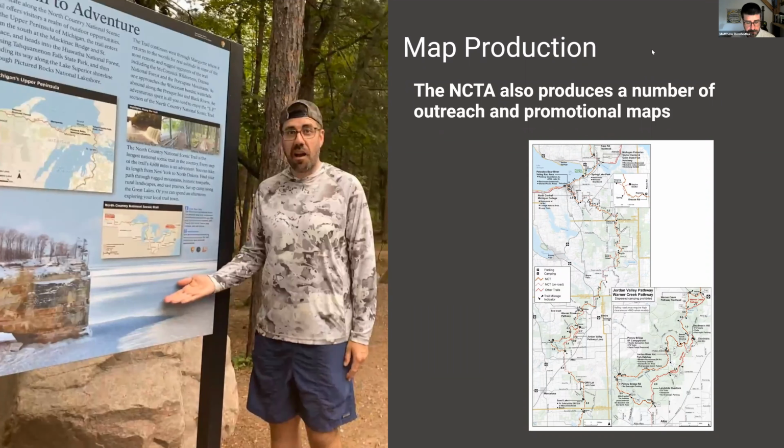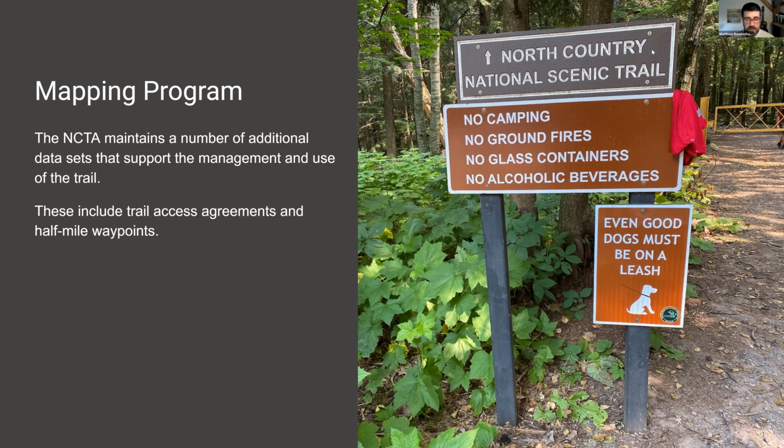So we have a couple other things that are really significant to our work. Two examples of those, one from the trail management side is this newer initiative we've started where we're mapping all of the trail access agreements that we have. To get the trail on a piece of private land, we generally have some sort of agreement with that landowner. So we've kicked off a map-based organizational process for those agreements. And then the other data set that's significant is our half-mile waypoints, which is more of a trail user data set than a trail management data set, but I'll talk about both of those.